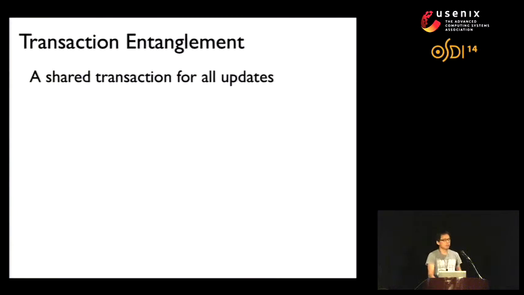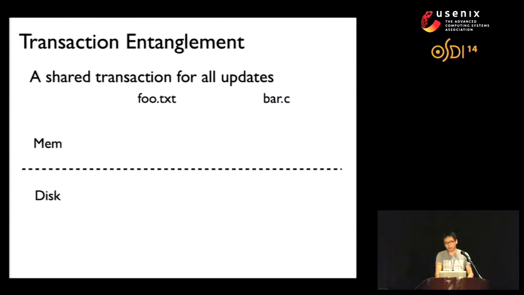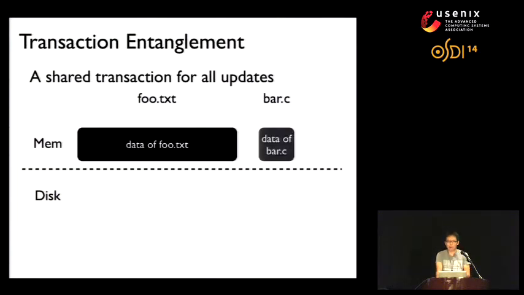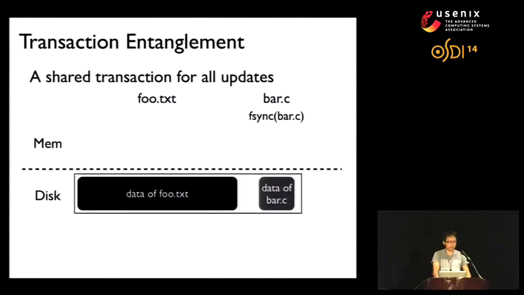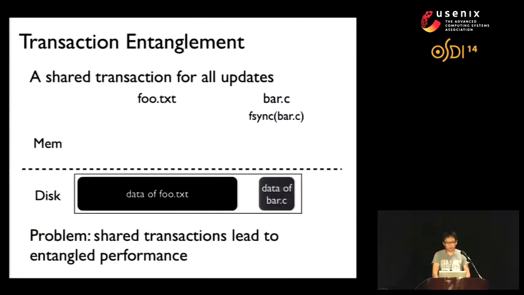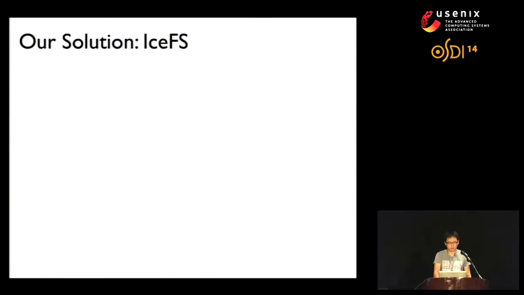This goes beyond shared metadata structures. It also relates to how the file system does I/O. In the ext3 and ext4 file systems, a shared transaction is maintained for updates from all the files. So you have two different files, updated by different workloads, and they also have their own dirty data. If one workload wants to force one of the files to persist on the disk, the whole transaction has to be flushed together. So a shared transaction will lead to entangled performance for unrelated files in the same file system.